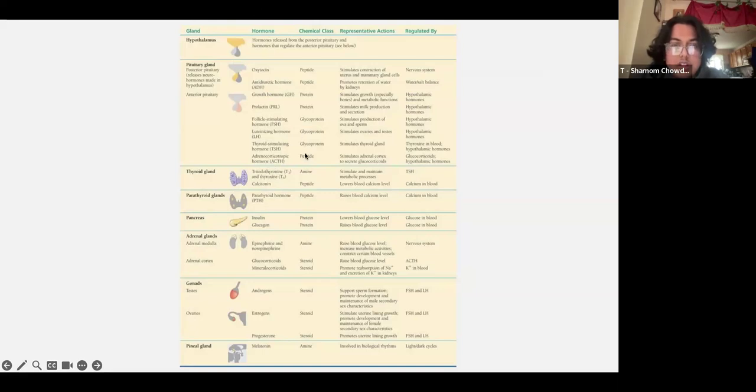Someone put a question. How can we distinguish between the posterior and anterior gland? So, as you can see here, the pituitary gland and anterior pituitary gland. Just think of it as the pituitary gland as a whole. As for the actual difference between the anterior pituitary and the posterior pituitary, as long as you know for the most part that it's produced within the pituitary gland, you should be fine.